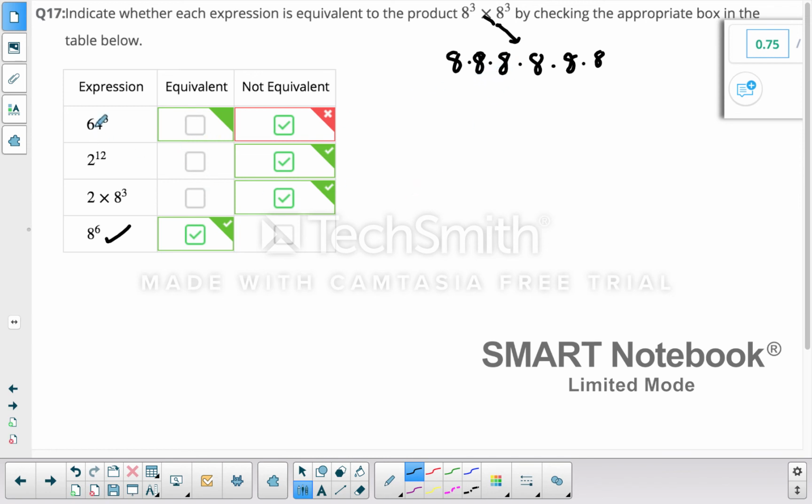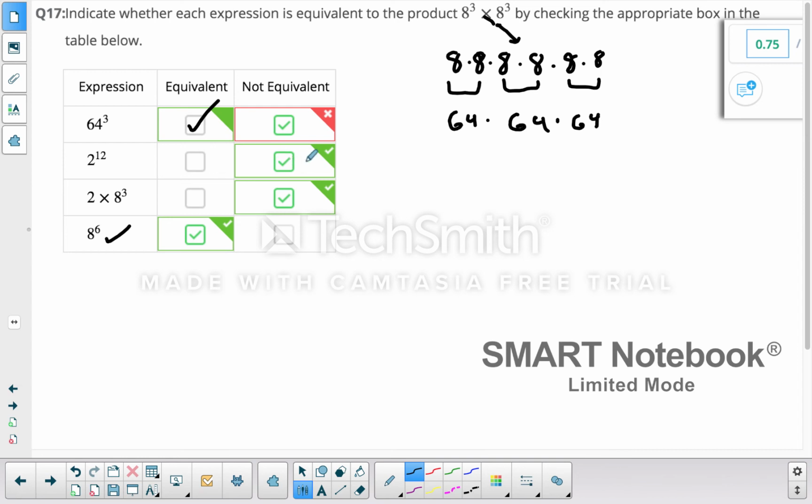Let's see, they're saying 64 to the 3rd power. Well, 8 times 8 is 64. 8 times 8 again is 64. And 8 times 8 again is 64. So yeah, I would say that, because I haven't used this multiplication yet, I'll bring that down. And the same thing here. I'd say 64 to the 3rd power is equivalent to this.